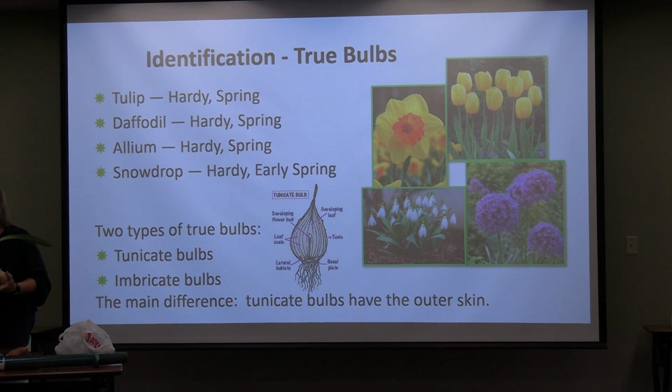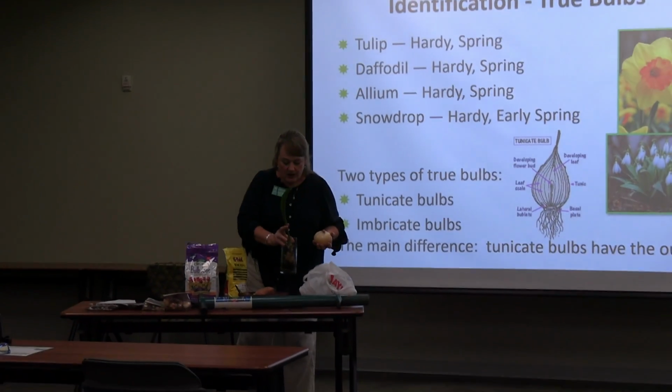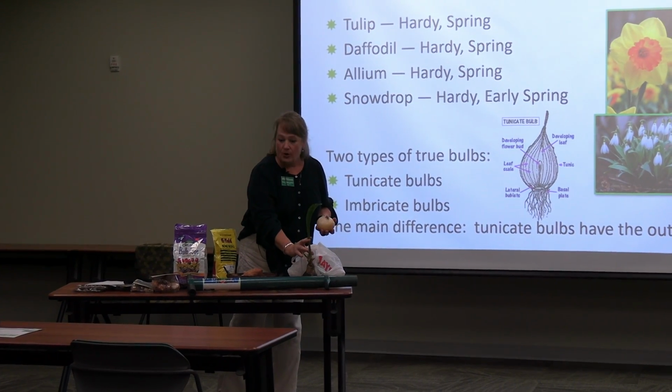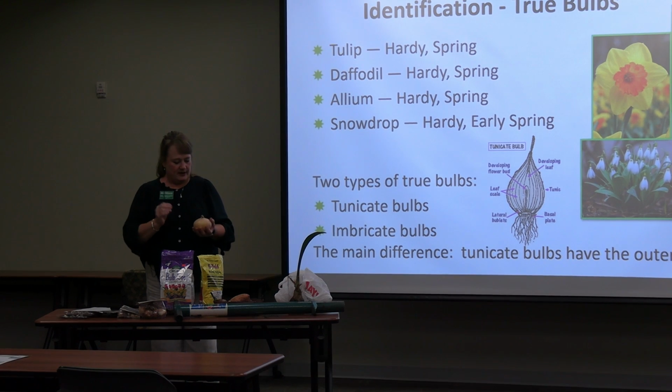Your success is what zone it is. So if you're out of the zone it's supposed to be in, it might bloom one year, but you might not have success the next year because it might be too cold. He doesn't travel well, obviously.